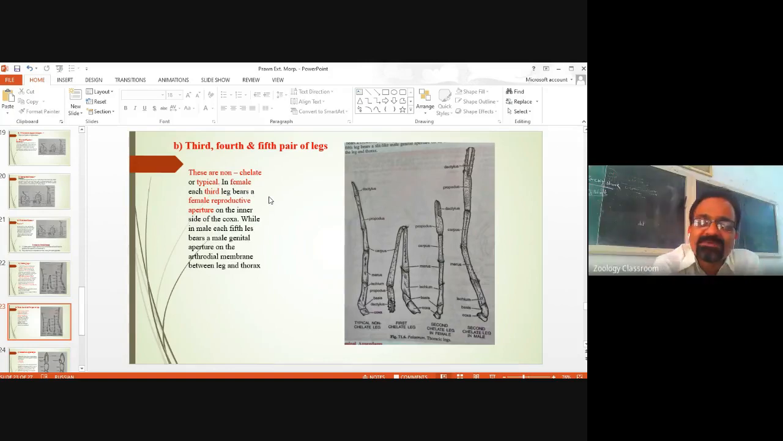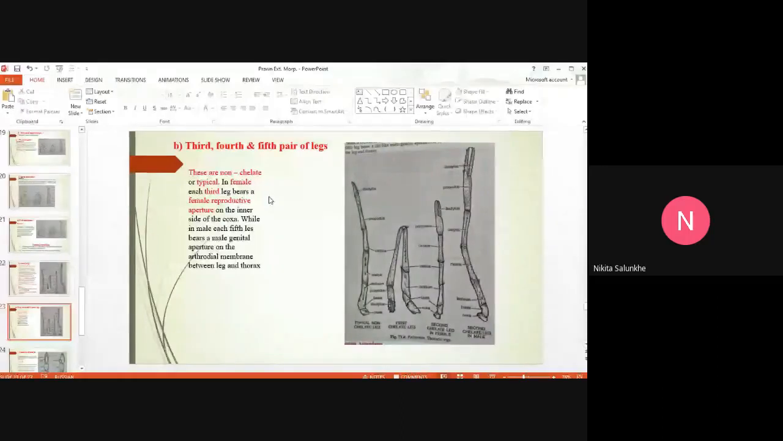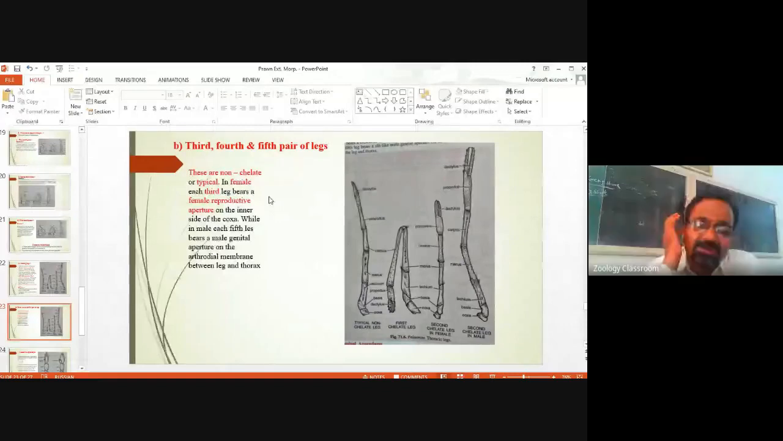But okay, while studying the cephalic appendages, we have also come across the aperture which is present in the antenna, the coxa of antenna. Antennules.